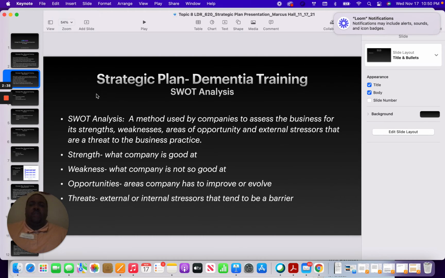Strengths, really understanding what the company is good at, we want to keep doing. Weaknesses, what the company is not so good at, what we want to reevaluate. Opportunities, areas the company has to improve or evolve in order to sustain change. And threats, those external or internal stressors that tend to be barriers or challenges.